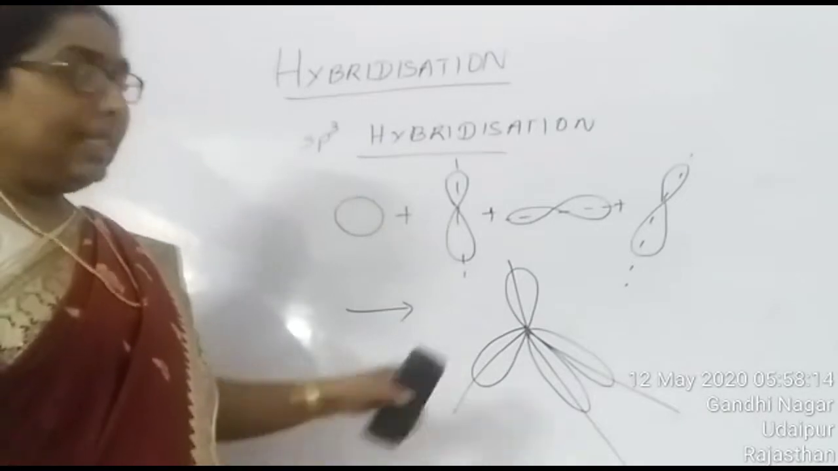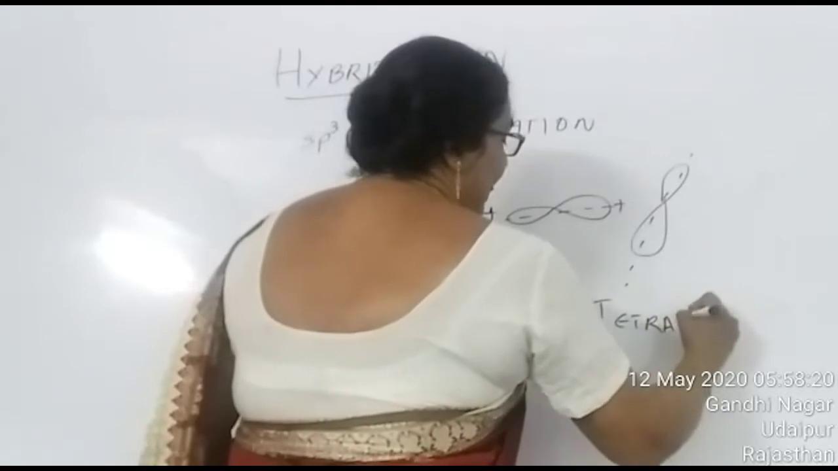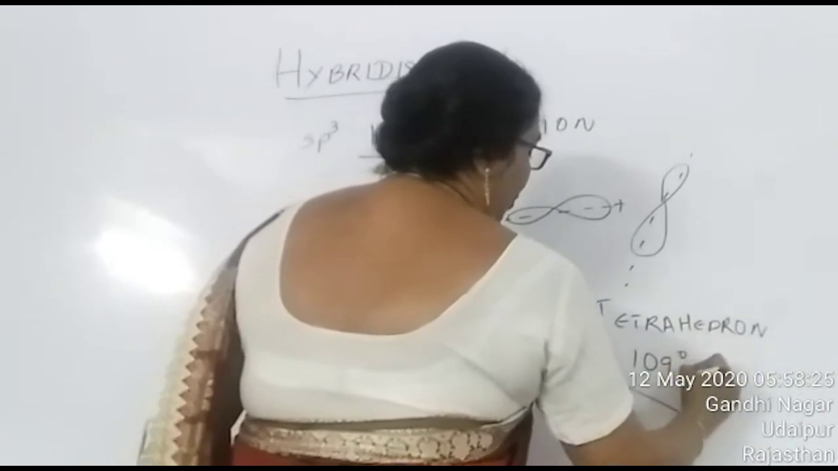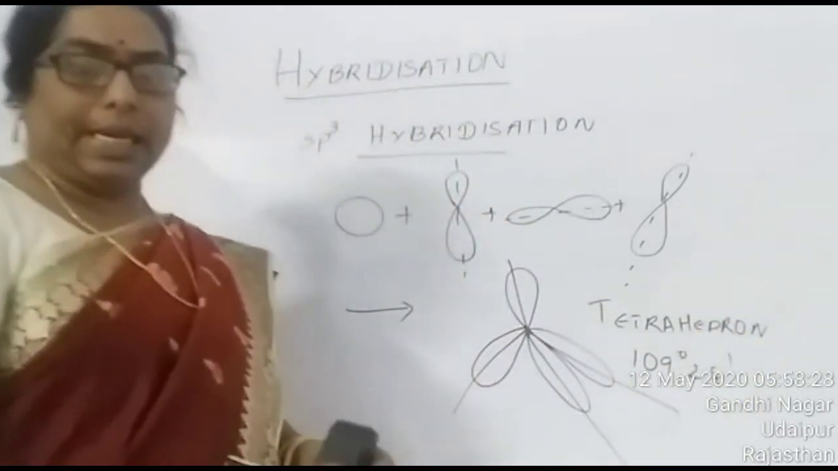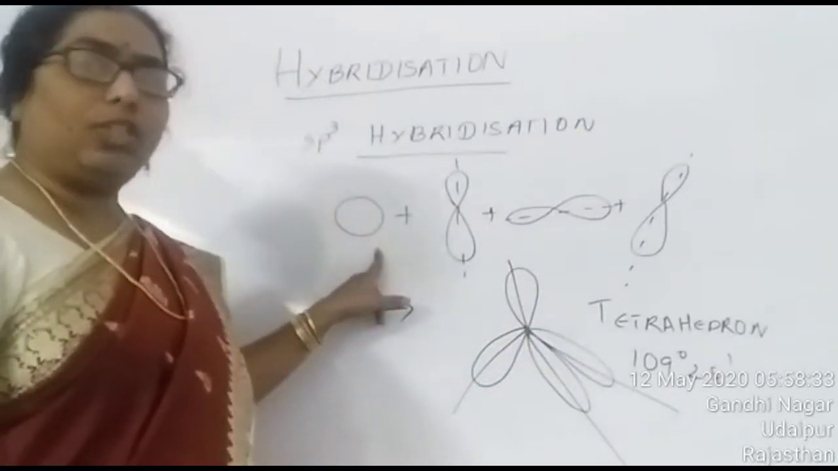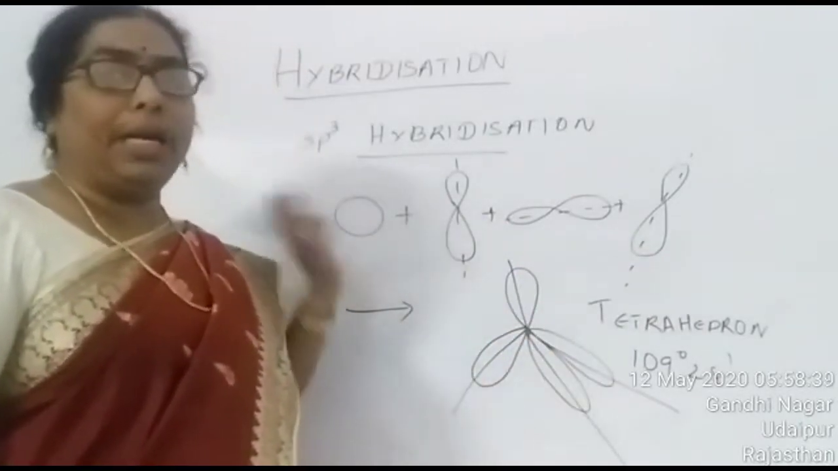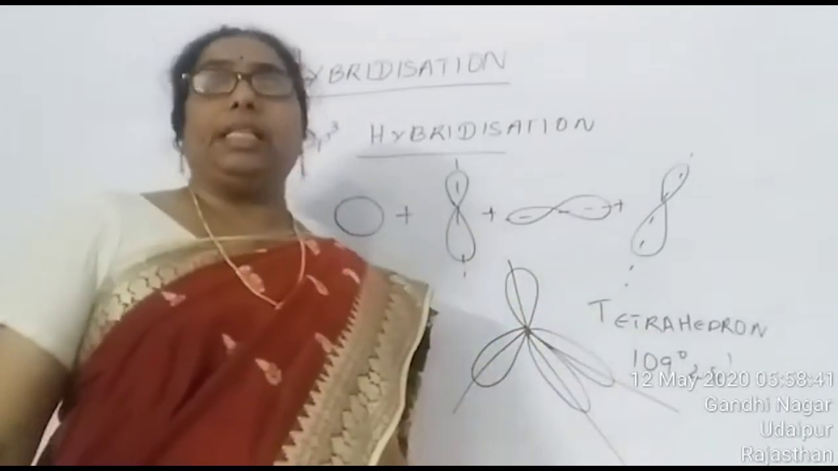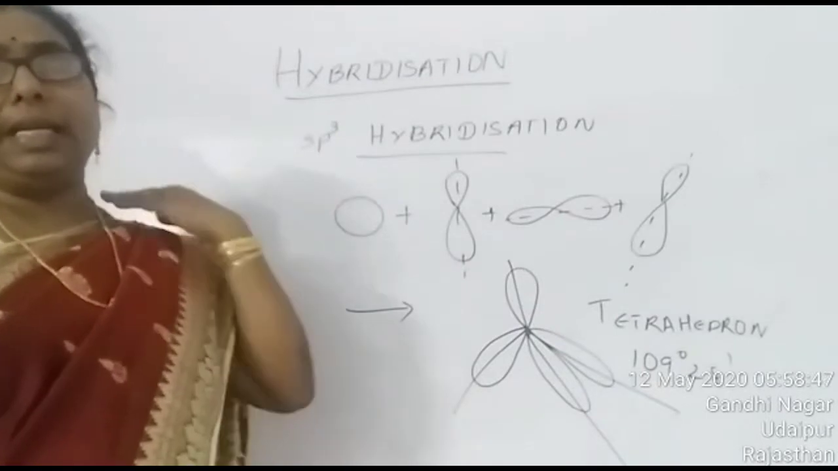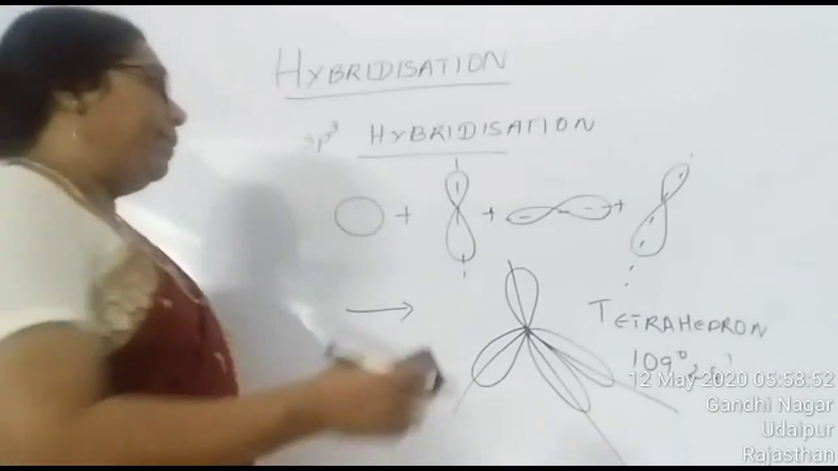Here you can see that the geometry of the molecule is tetrahedral. It possesses a tetrahedral structure with a bond angle of 109 degree 28 minutes. Is it clear? So sp3 hybridization is the process of mixing of one s orbital with 3 p orbitals and produces 4 sp3 hybrid orbitals. In this case, the geometry of the molecule is tetrahedral with a bond angle of 109 degree 28 minutes. Now let us see some examples for sp3 hybridization.